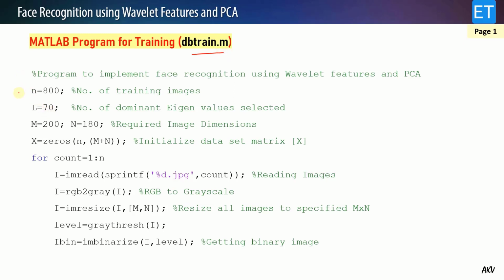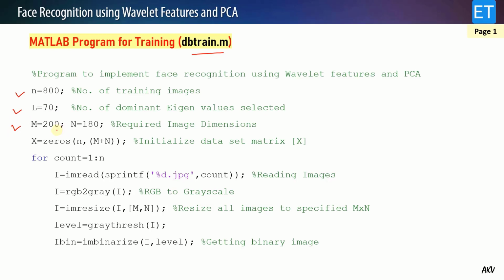So what I am doing here, n is defined, that is the number of training images, n equal to 800, and l equal to 70, that means the number of dominant eigenvalues selected. Here I am selecting 70. As I said, you can try this for even a lesser value. For a lesser value, let's say go for 60, 50, and then check the accuracy of this scheme.